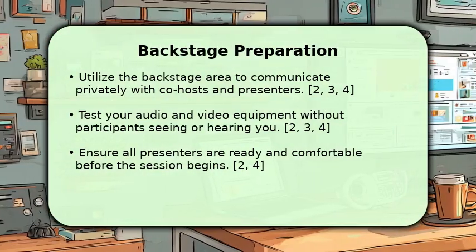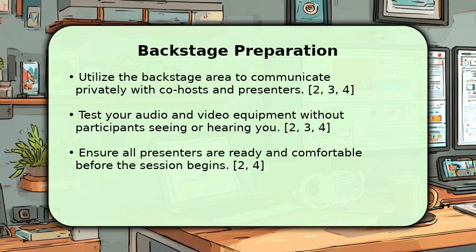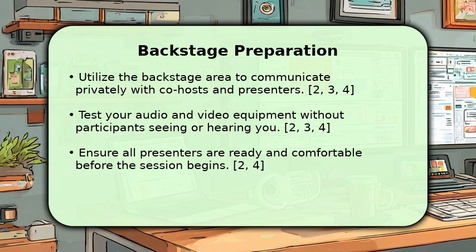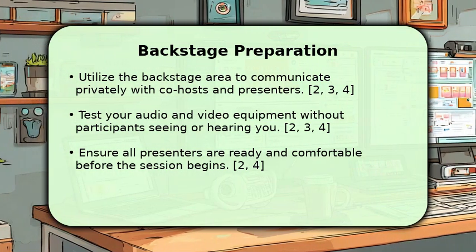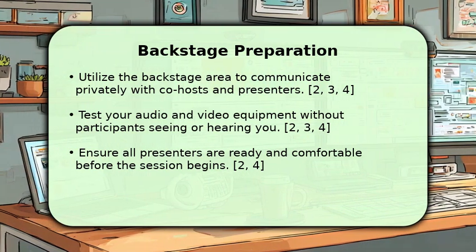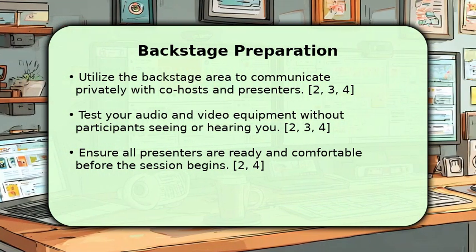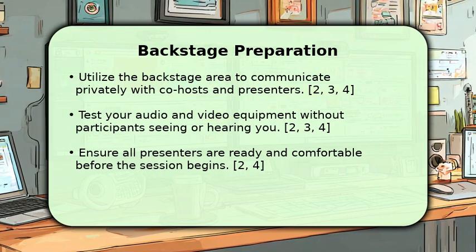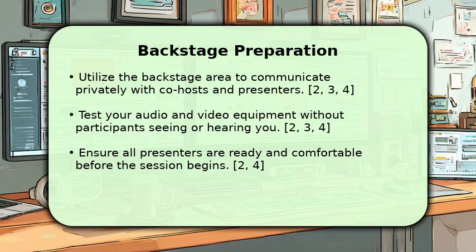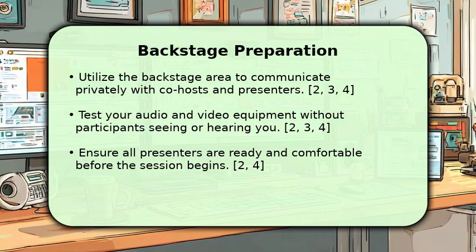Once broadcast control is enabled, you'll enter the virtual green room, or backstage area. This private space is perfect for hosts and presenters to communicate freely and test their equipment. You can check your microphone levels and camera feed, ensuring everything is perfect before your audience joins.